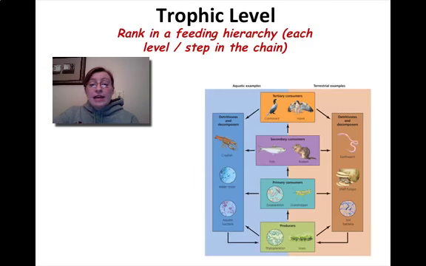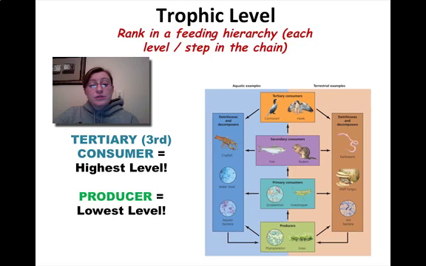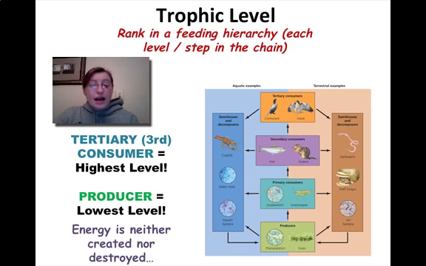Alright, so as energy moves from one organism to another, it produces a hierarchy. So producers would be at the bottom of that, and then the energy that is being consumed is going to move up through each level or step in the chain, and we call these trophic levels. So as we said, producers are at the bottom, then those organisms that eat producers would be primary consumers, or what we would call 1C. Okay, so in this example here, let's look at the terrestrial side.